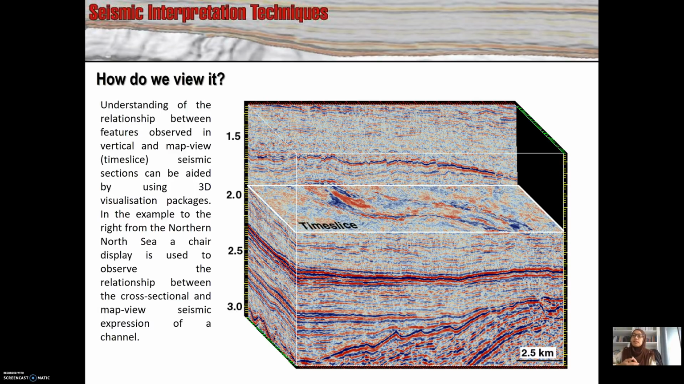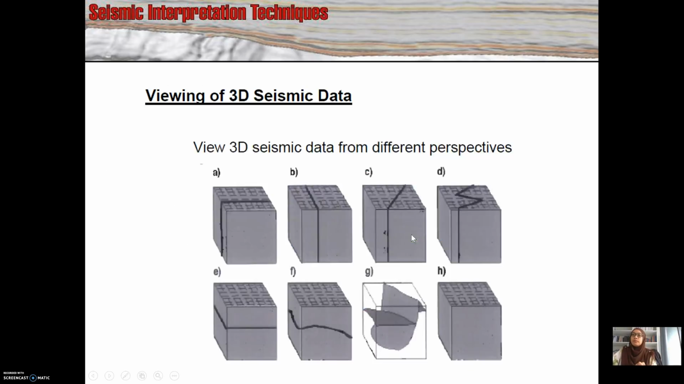This is an example of our data in the North Sea. It is known as a chair display, a common display that is very interesting, where you can see the directions of the inlines, and how it is connected to the other side of the data, where you can see the continuation of these reflectors, and you can see how it is shown in the top view. So you can see the facies are distributed. It's kind of like maybe a channel perhaps.